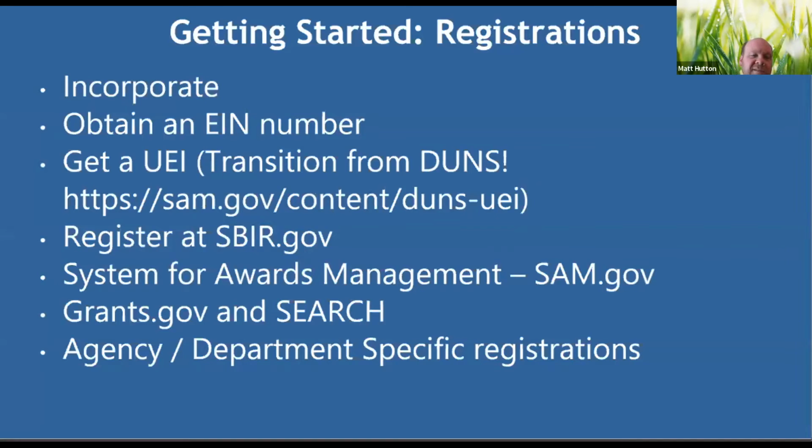I would just do that as kind of a pre-step. That allows you to finish all these other registrations. You need to get an EIN number or a federal tax ID number. You need to have a UEI. This is a new unique entity identifier, is what it stands for. They're transitioning to UEI from DUNS.